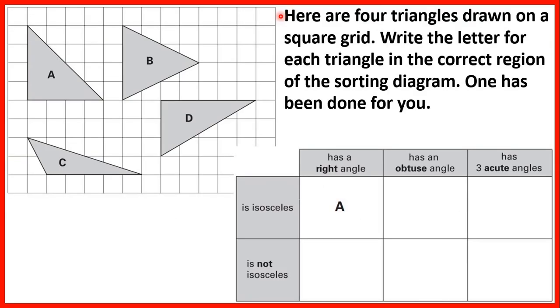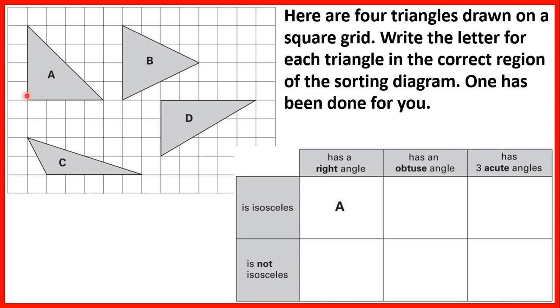Here are 4 triangles drawn on a square grid. Write the letter for each triangle in the correct region of the sorting diagram. One has been done for you. So they've told us that triangle A is isosceles and has a right angle. Remember, with an isosceles triangle, two sides are the same length. So this side here is the same length as this side here.